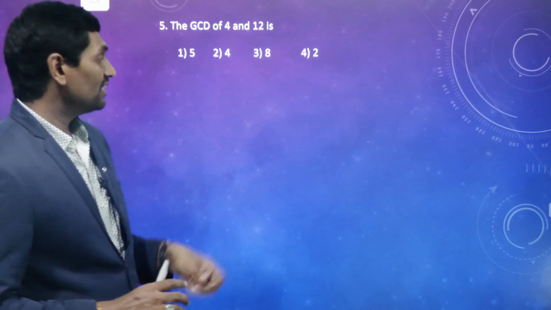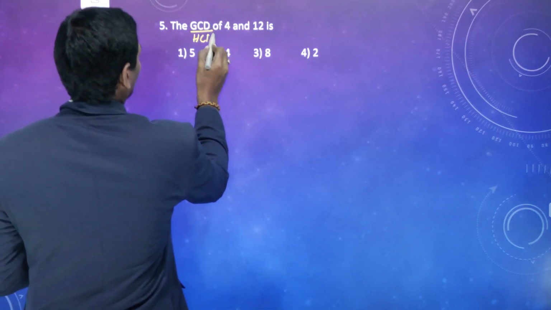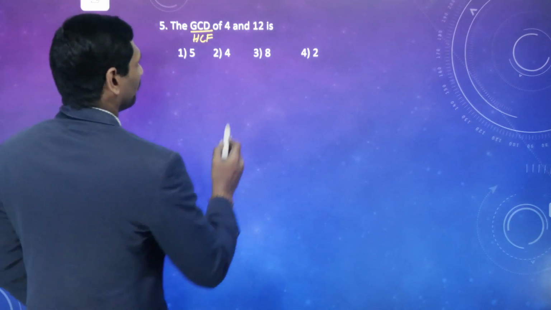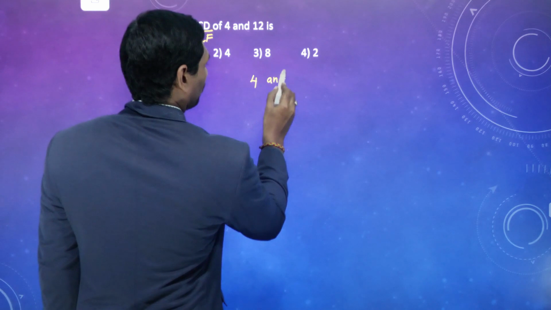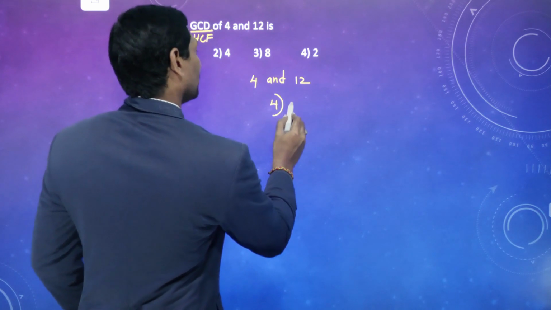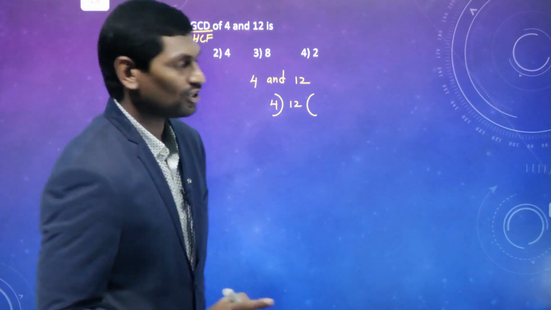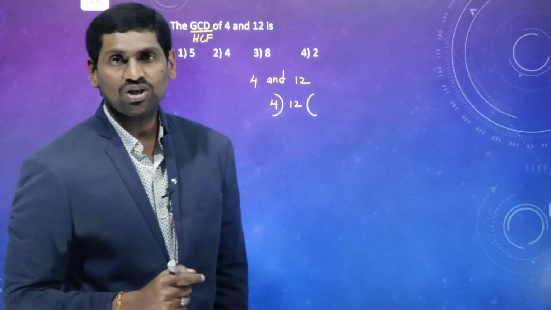Right, GCD. GCD is nothing but another name of HCF, highest common factor. Here GCD means greatest common divisor. Highest common factor, greatest common divisor: factor and divisor are both the same here. So we can call it HCF or GCD. Anything is the same. Highest common factor of 4 and 12. So directly we can do it. The smaller number is always the divisor on the left side and the larger number is always the dividend.